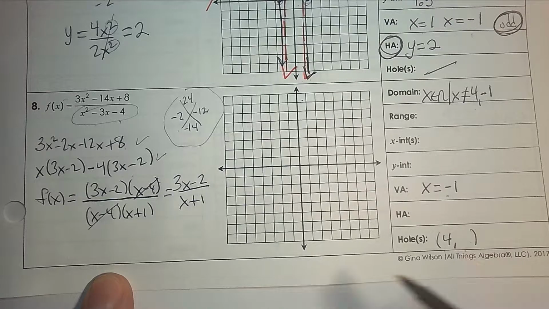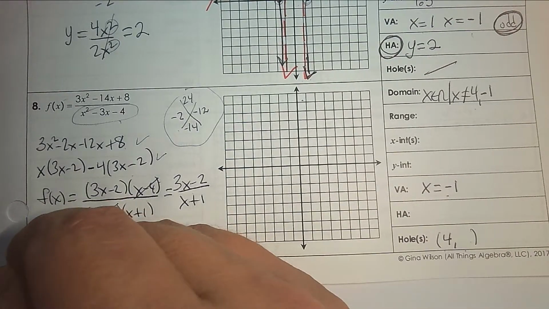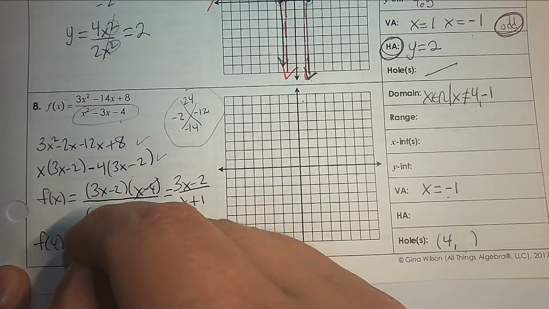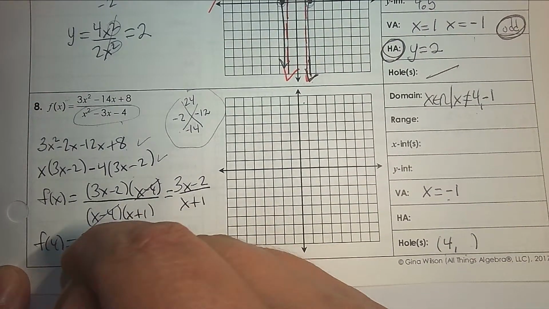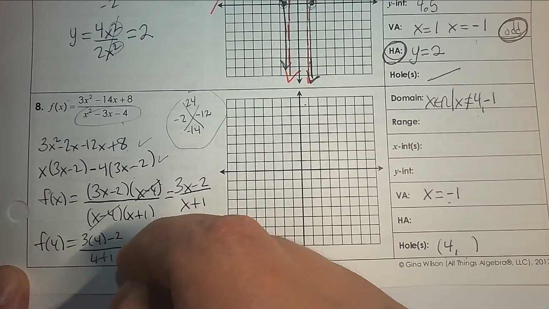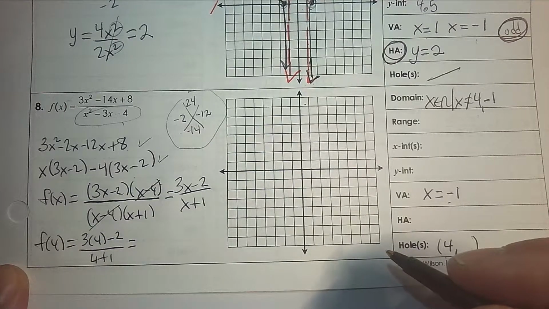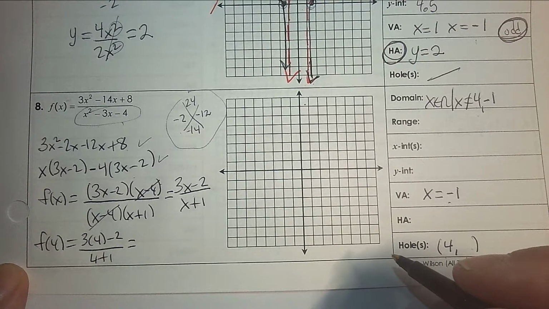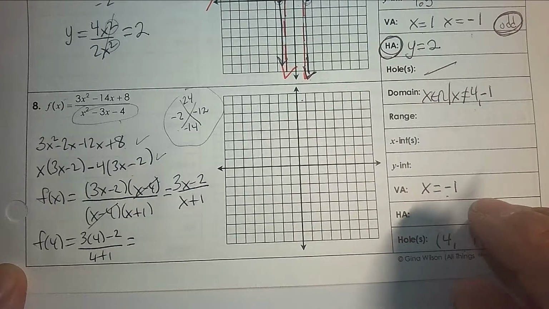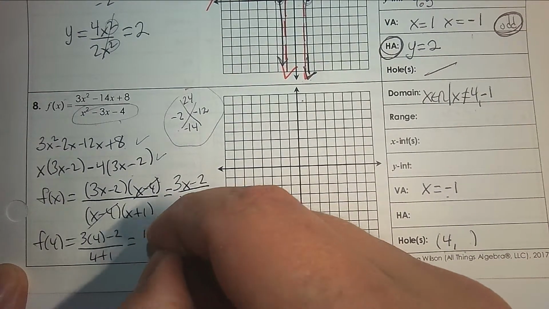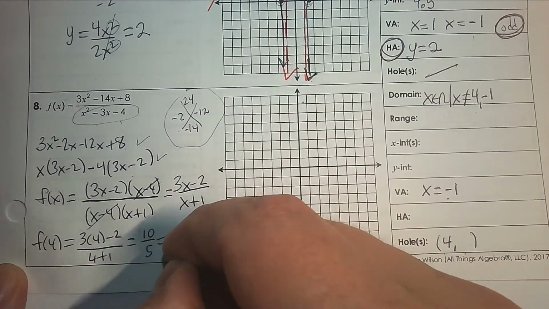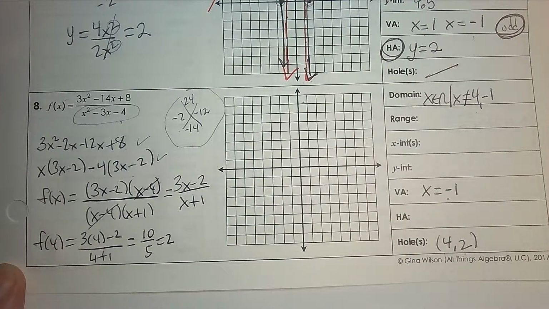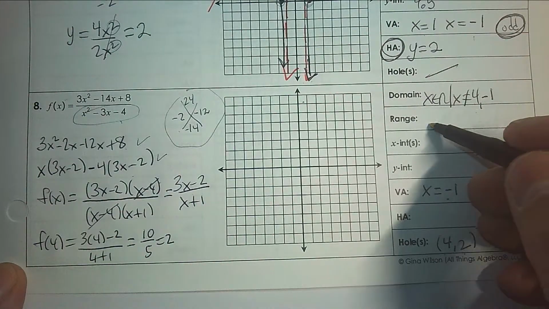What do I do? So I'm going to plug in 4. So I have 3 times 4, take away 2, and then 4 plus 1. So 12 take away 2, 4 plus 1. What's the y value of your hole? Excellent. We're going to ignore the range.